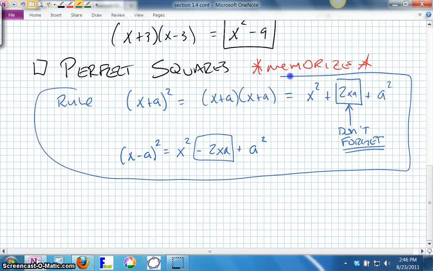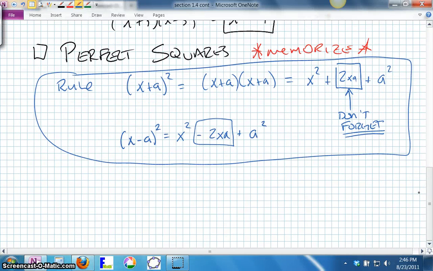And the biggest mistake that people make is they leave out that middle term. They just say, oh, it's just x squared plus a squared. That's the biggest mistake everybody makes. So let's try a few examples, see if you can get it.